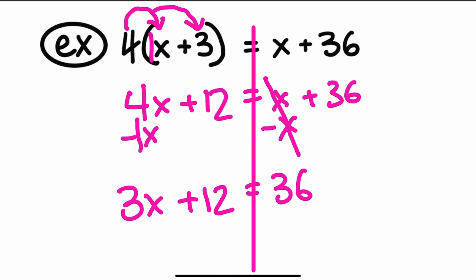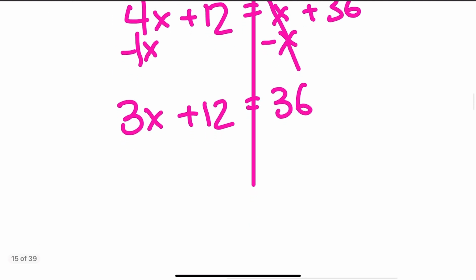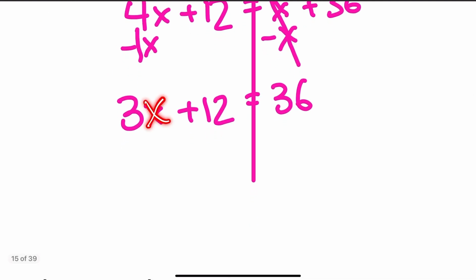So I've combined my like terms. I've combined my x's together. So now I'm going to go with step number 3, which is isolating the variable. So my variable is going to be my x over here. I want that to stay. I'm going to go in order to get rid of this 3 and this 12, because those are both on the same side as my x.